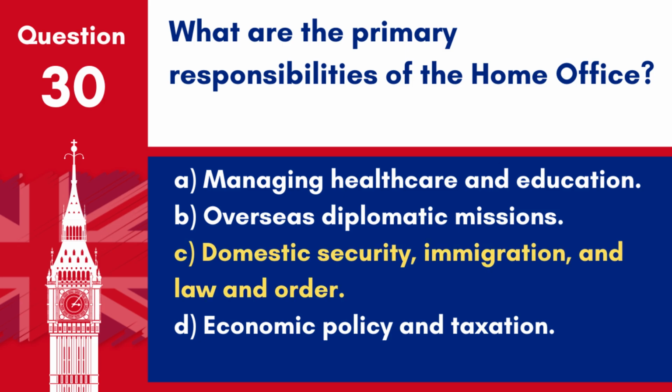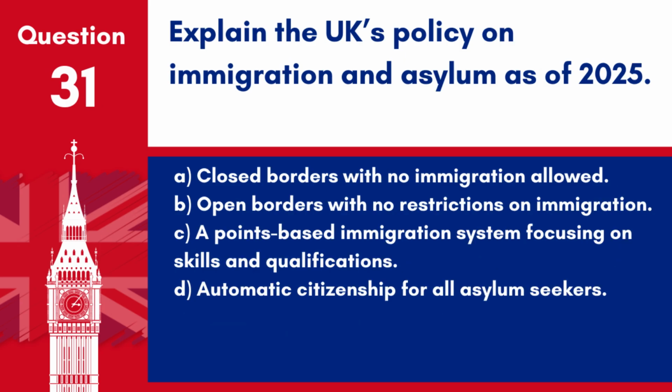Answer. C. Domestic security, immigration and law and order. The Home Office is responsible for internal affairs in the UK, such as immigration, security and policing. Question 31. Explain the UK's policy on immigration and asylum as of 2025.